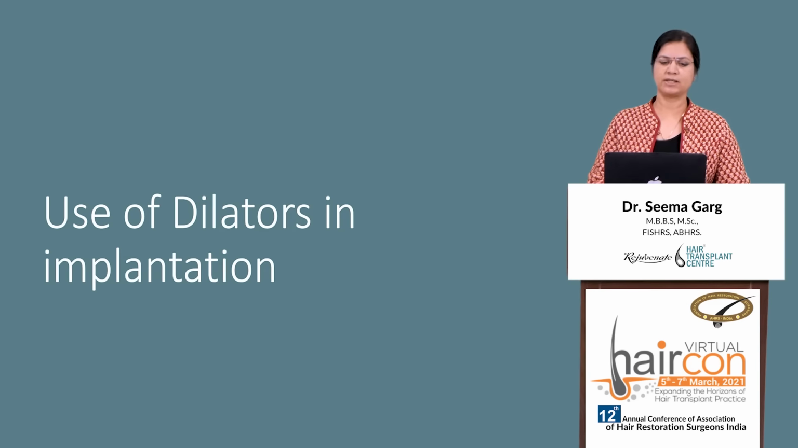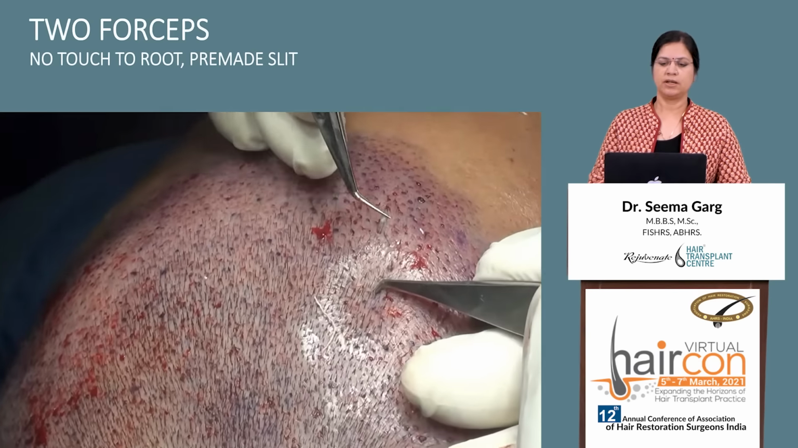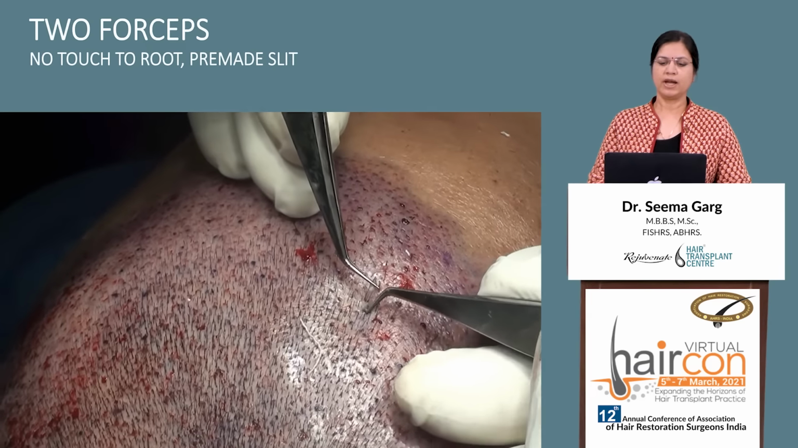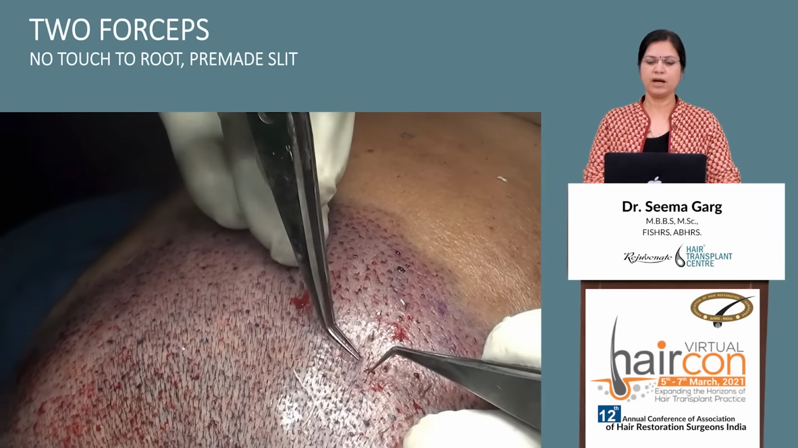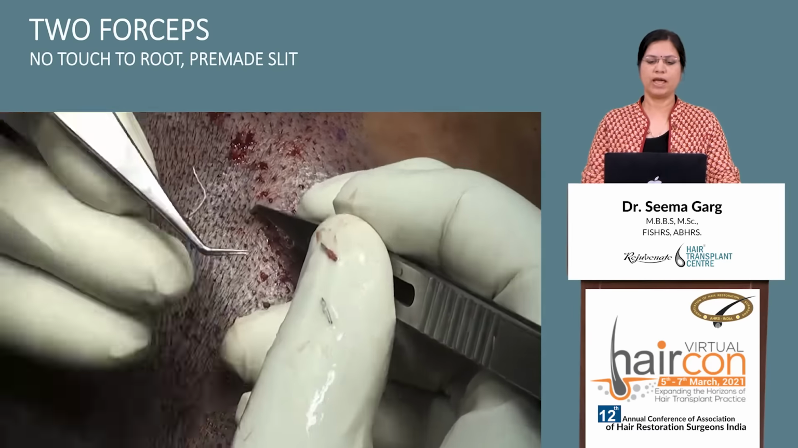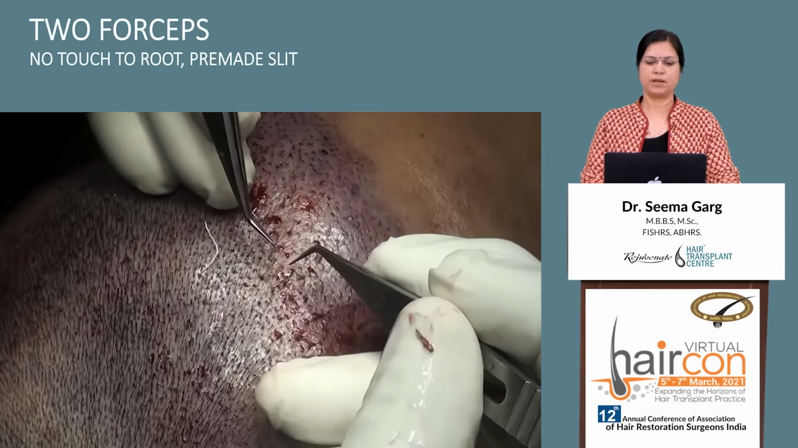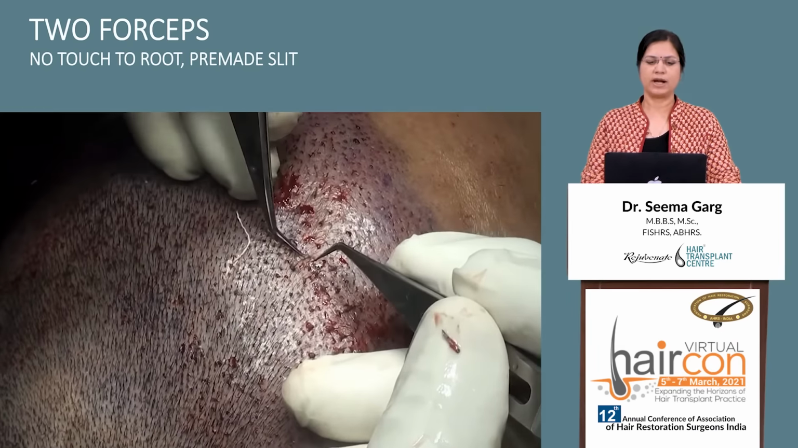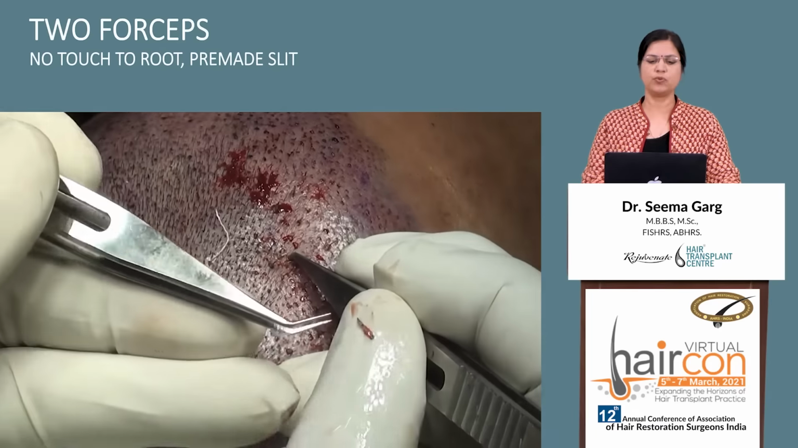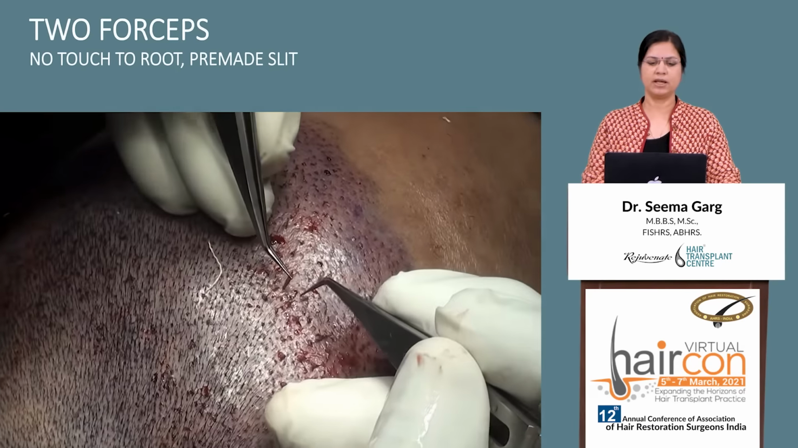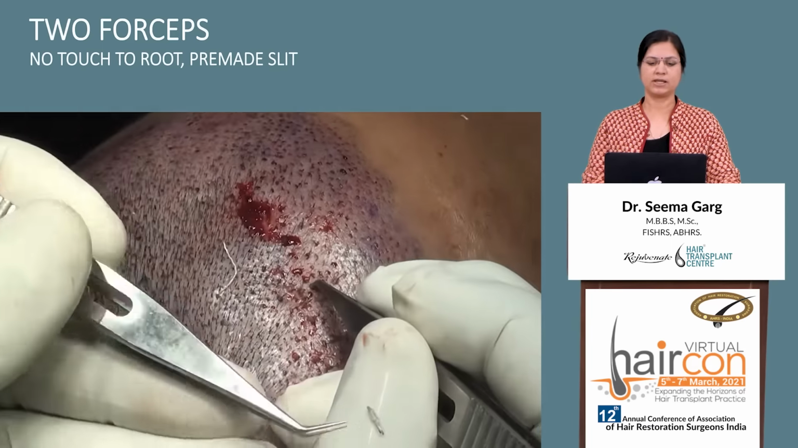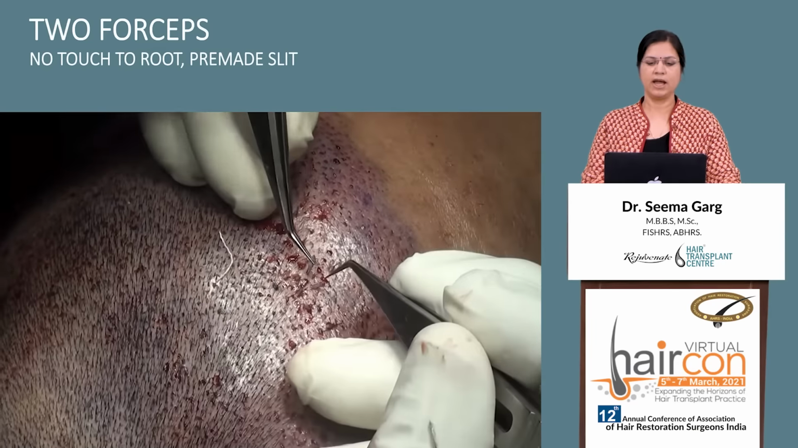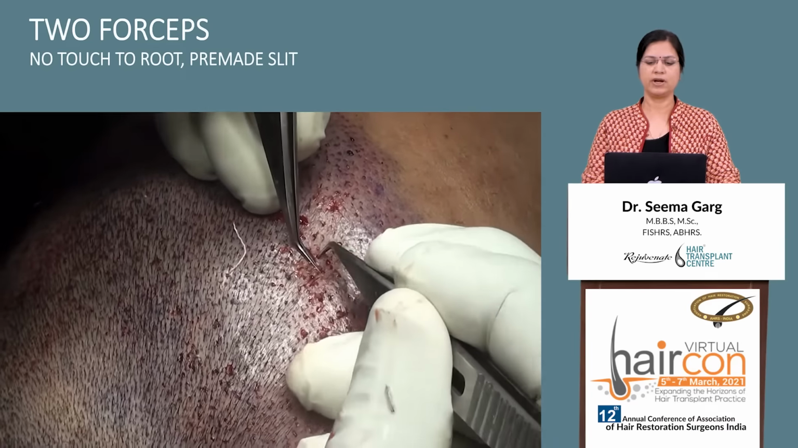Now, use of dilators in implantation. We can dilate the hole with the help of a dilator, which can be another forceps. So, with the help of forceps, holes are dilated. So, we are using two forceps in this technique. Again, this is no touch to root. Slits are already created by the surgeon, the hole is dilated and the graft is delivered into the hole.